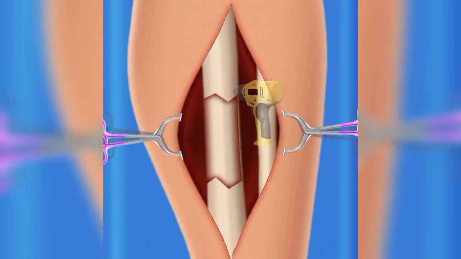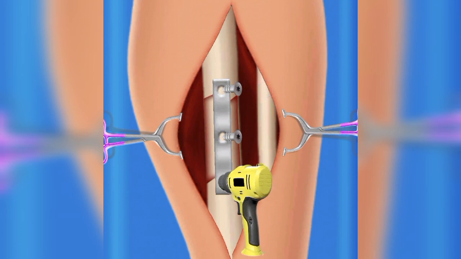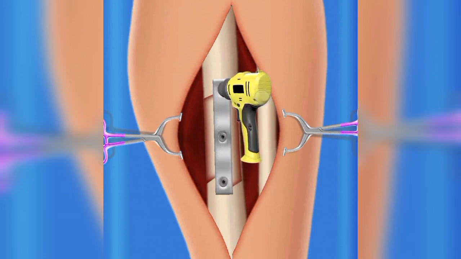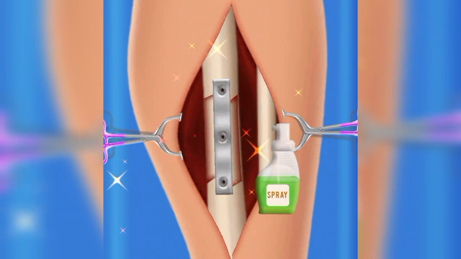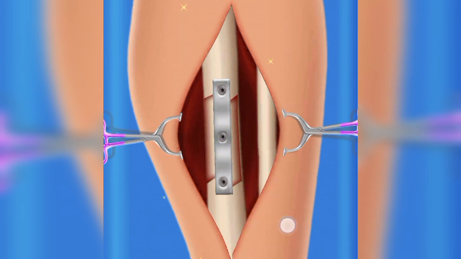The bone is completely fractured on both sides, so we have to stabilize the bone with a rod. We have applied a stabilizer. Now we are applying the spray. We are closing the wound.